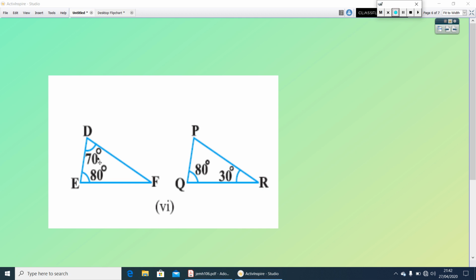This is another question. Here two angles are given. Angle E is equal to 80, angle D is 70. Here angle E you can see is equal to angle Q, but angle D is equal to 70, here it is 30. Now can you find out what angle F is? Here 80 plus 70 is 150. Therefore, this angle will be 30 degrees. So here also you are getting an angle of 30 degrees. That means angle F is equal to angle R. So these two angles are enough for proving these two triangles are similar by AA similarity. That you have to write in symbolic form also.